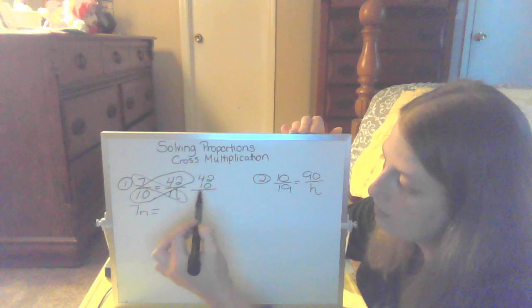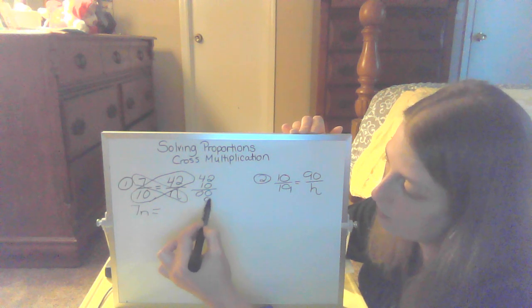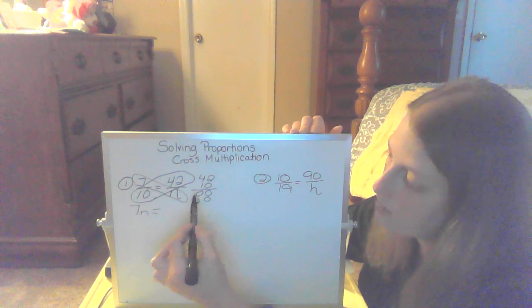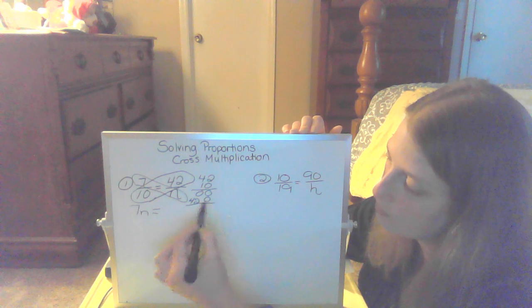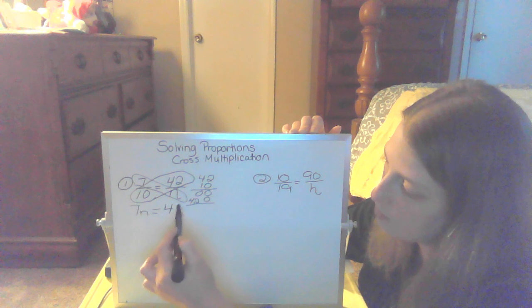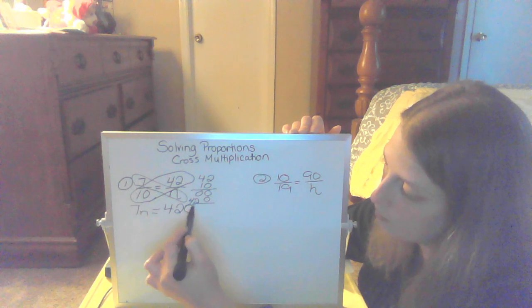So we're going to do our math right here. 42 times 10. So 0 times 2 is 0. 0 times 4 is 0. Now we'll add our 0 right here. 1 times 2 is 2. And 1 times 4 is 4, which is going to give us 420. So 7n is going to be equal to 420.